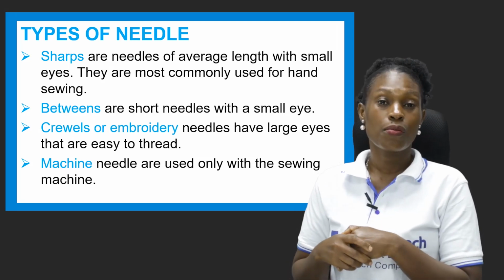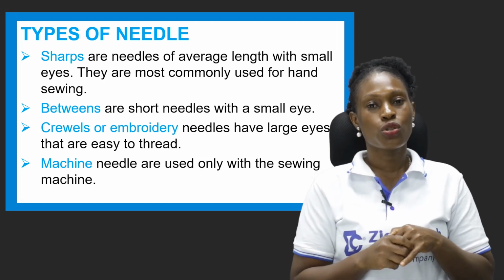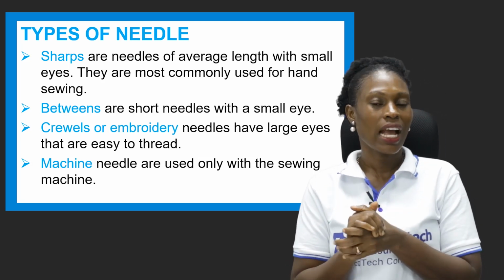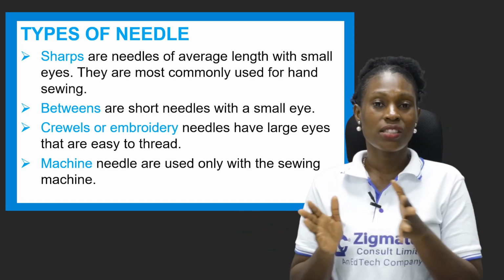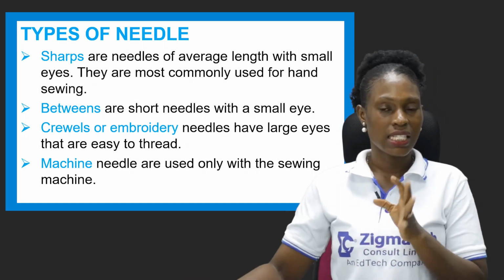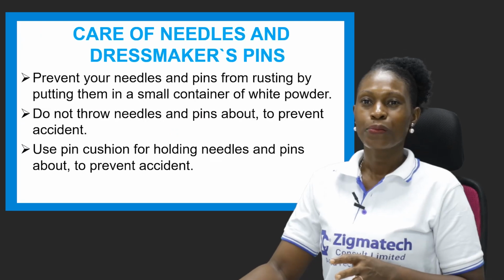Then the next one we have is the machine needle. It is used with the sewing machine. That one cannot be used by hand. It is strictly for the sewing machine. Now these are the types of needles we have.